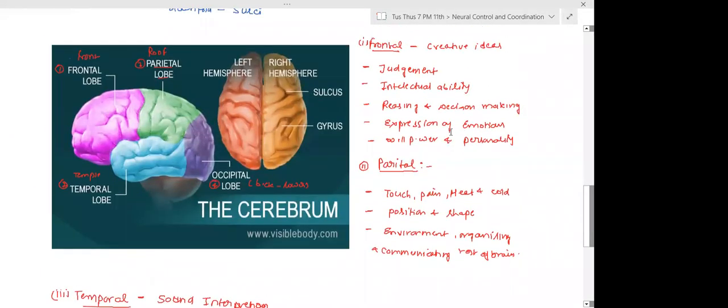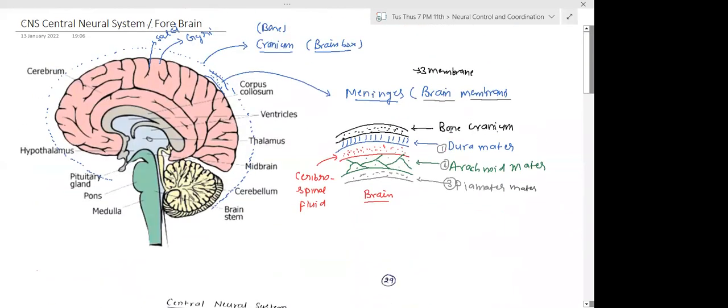Come to the central nervous system. When we talk about the central nervous system, we talk about the brain, right? This is the diagram of the brain. Please try to understand. I want your 100% focus. It's easy, right? And then you have to take the screenshot.